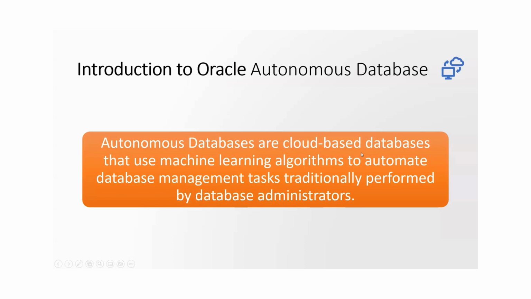So the first thing that comes to mind is, what is the Oracle Autonomous Database? Autonomous databases are cloud-based databases that use machine learning algorithms to automate database management tasks traditionally performed by database administrators. Generally patching, restoring, and these are the tasks which were performed by the DB team.